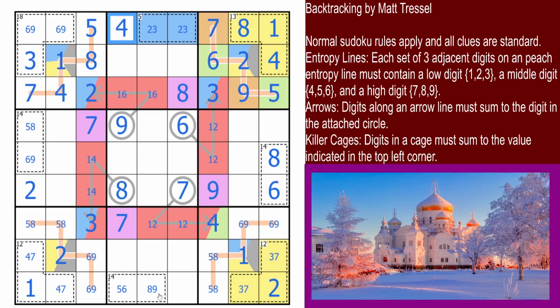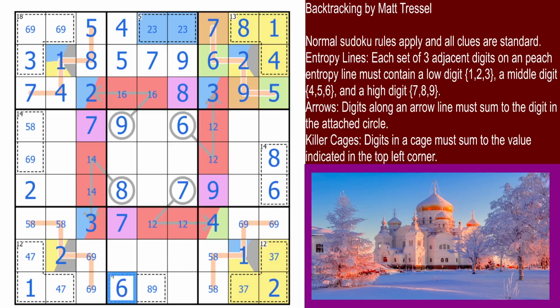5, 6, 8, 9. No, this is not working. Okay, not working in the sense I don't know what this is. This is 1, 2, 3, 4, 5, 7, 9, right? Out of this, 7, 9 is here, isn't it? 7, 9 is here. So that's 5. That's 9. That's 7.